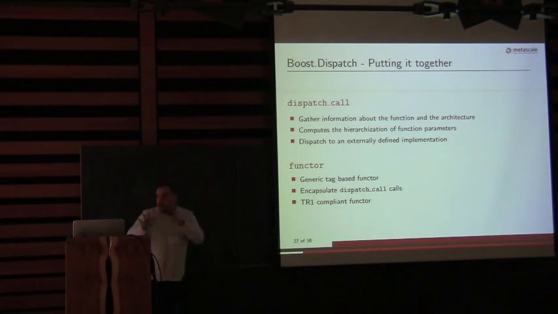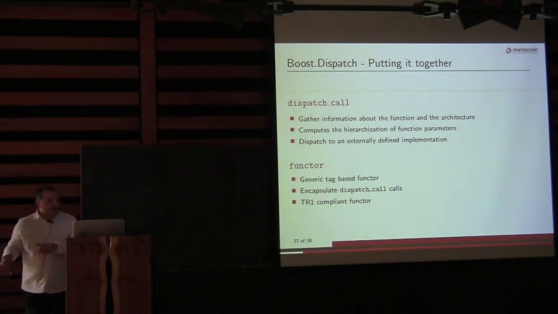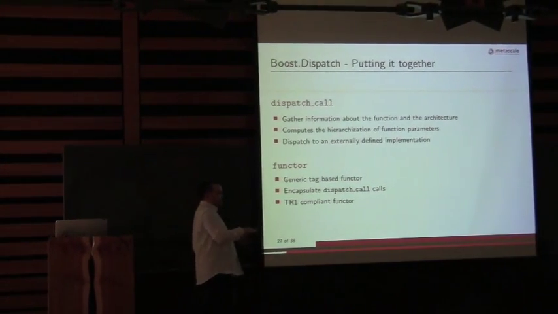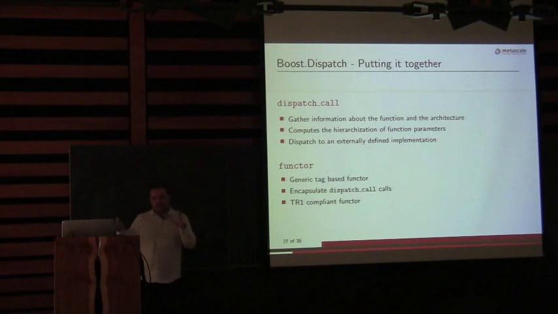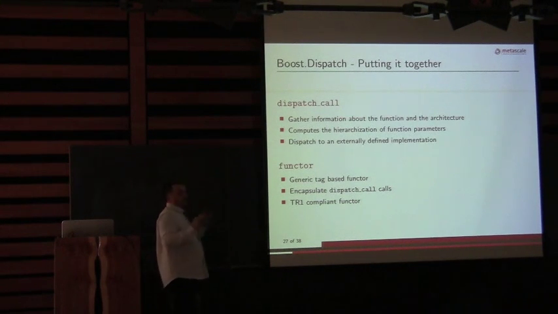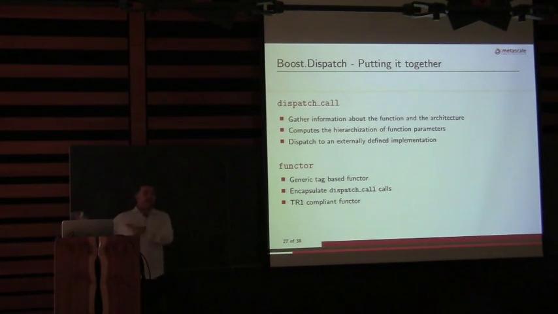So now, okay, I have this information about the type. I'm used to this. And I have this information about the function and about the architectures. How on earth am I supposed to call a function with all of this? So we have a meta function called dispatch call that will take information about all of this and give you the actual implementation you need to call with your parameters.